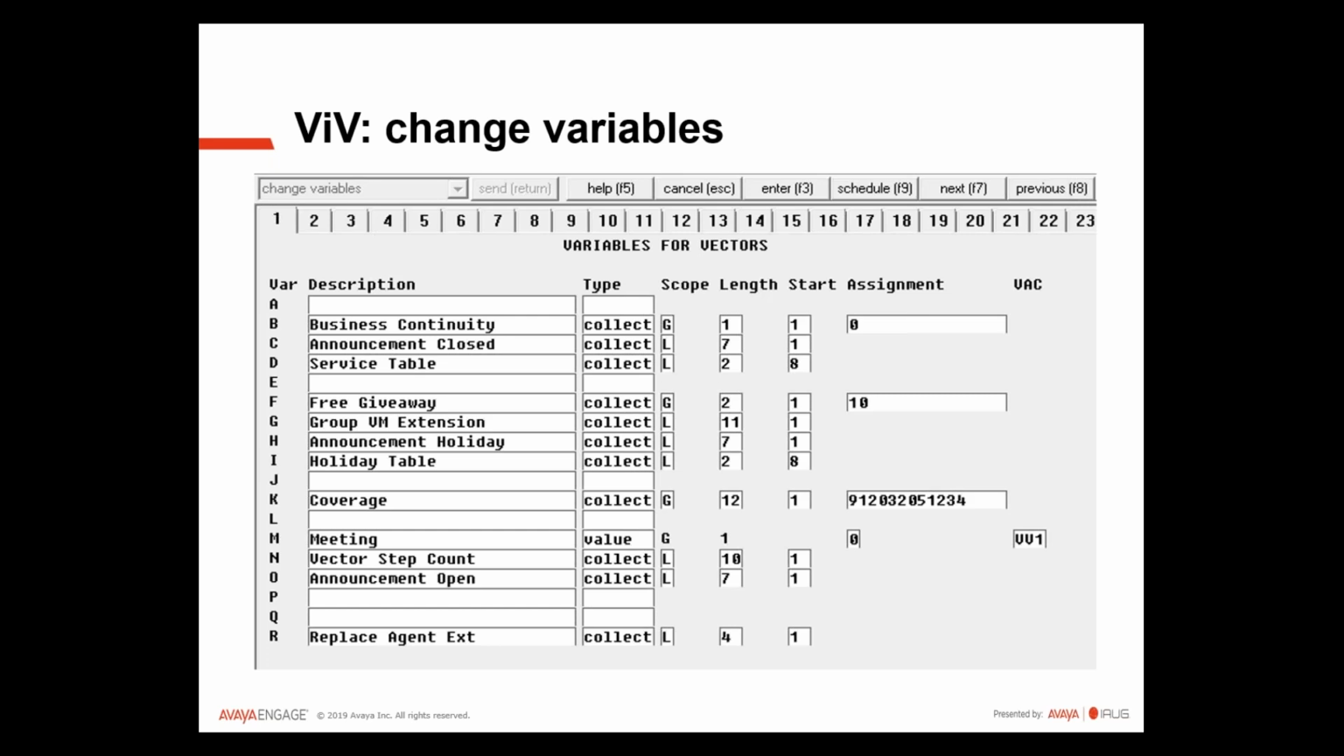Setting and stuffing, this is where the length and the start become very, very important. Business continuity is 1 and 1. We're assigning that as we did in the beginning. Our announcements are 7 digits long. So that's where the 7 comes into play. When we go through the example, it's going to start in the first spot. The service table is 2 digits in length, and when we look at our example, it's going to start in the 8th spot. So let's take a look at it, and it'll probably make a little more sense.